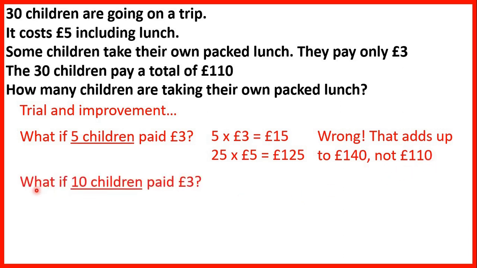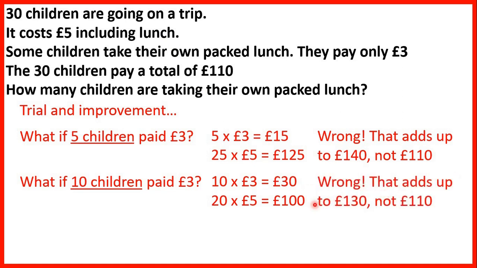That adds up to £140, not £110. So now perhaps we could try 10 children, each paying £3. 10 times 3 is 30, and if 10 children had their own packed lunch, and there were 30 children altogether, that means that 20 children would have paid £5 for lunch as well, but that adds up to £130, not £110. So we're getting closer, but what if 20 children paid £3?